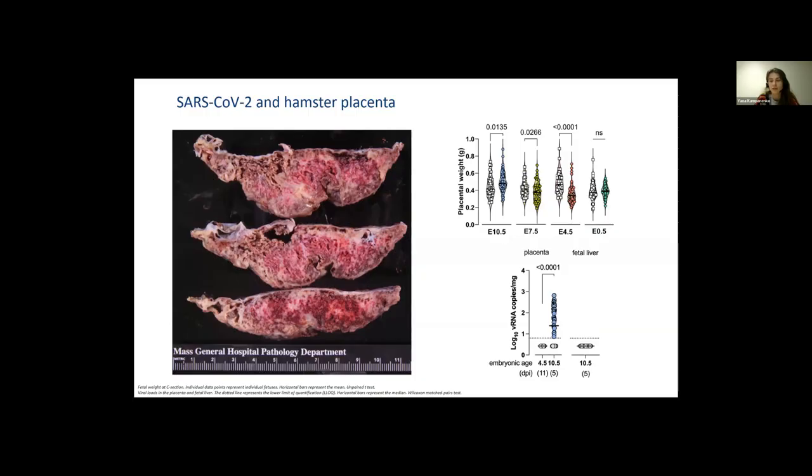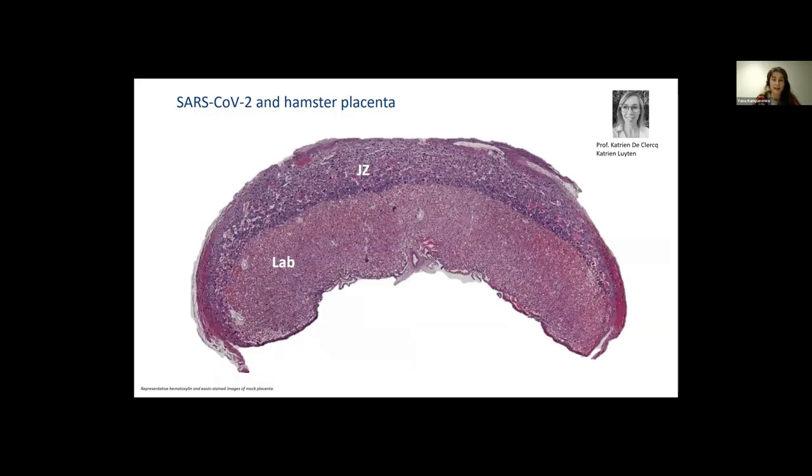And we didn't see anything. So in our case, SARS-CoV-2 is not a vertical disease. It's not vertically transmitted to the pups. And here is an example of the hamster placenta.